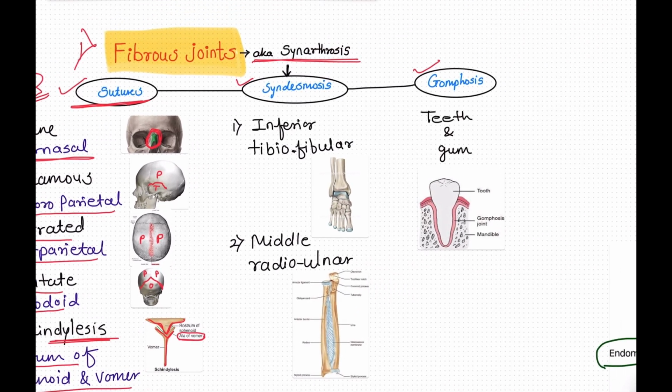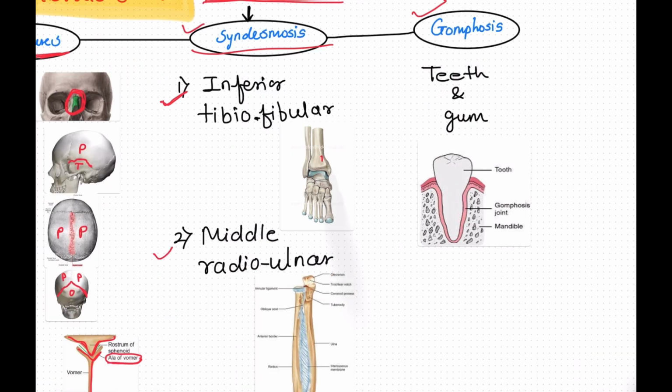Then the other type of fibrous joint is syndesmosis. Okay, don't confuse it with syndialysis. Syndialysis comes under sutures. Okay, and syndesmosis contains two types of joints, which is inferior tibiofibular joint and middle radio-ulnar joint. So, for example, this is tibia and this is fibula. Joint in between tibia and fibula is inferior tibiofibular, at the inferior portion. Okay, upper superior tibiofibular joint is another type of joint. Okay, but inferior word is important.